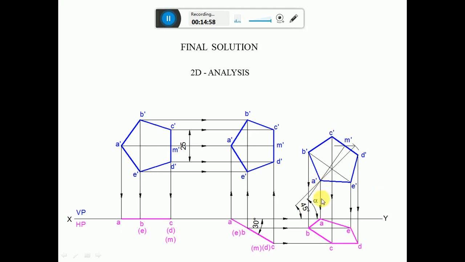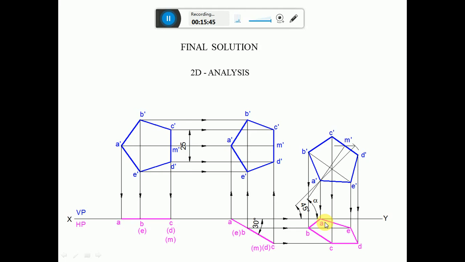So draw a vertical projector from A dash and a horizontal projector from A to intersect at the point A. Similarly, draw horizontal projectors from B dash and E dash, and vertical projectors from B and E to intersect at B and E, and mark the points as A, B and E. Then similarly, draw horizontal projectors from C and D, and vertical projectors from C dash and D dash to intersect at C and D, and mark the points as C and D. Then join A to B, B to C, C to D, D to E, and E to A with a dark line. So this is the final solution for this particular problem.